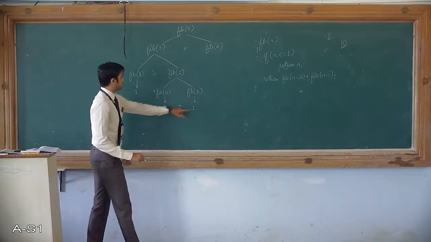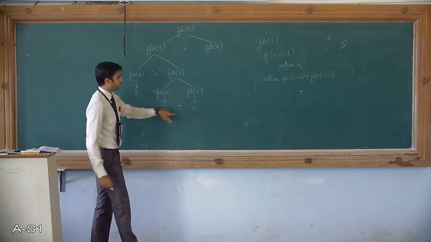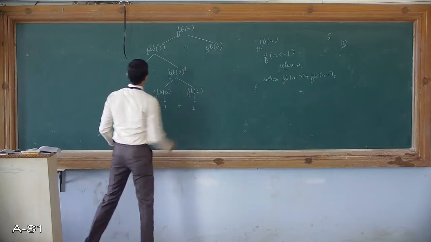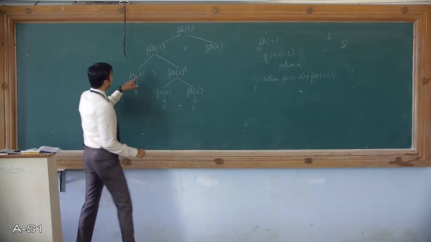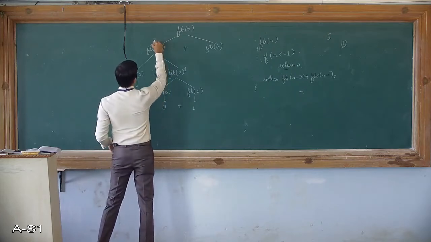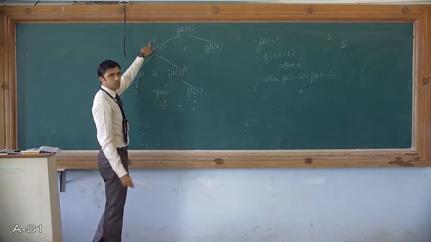So this is the addition operation which will be performed over here. 1 plus 0 is 1. It will be returned here. This value is 1. Next, 1 plus 1 is 2. So fib of 3, here it will be returning 2.